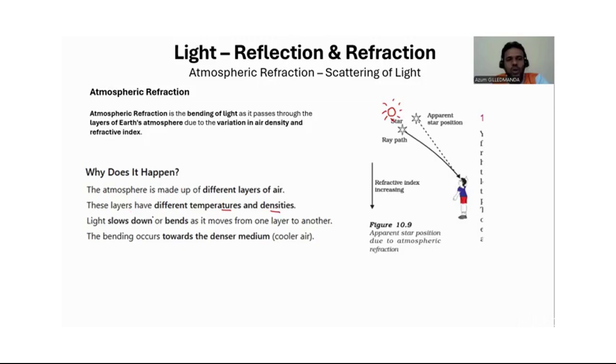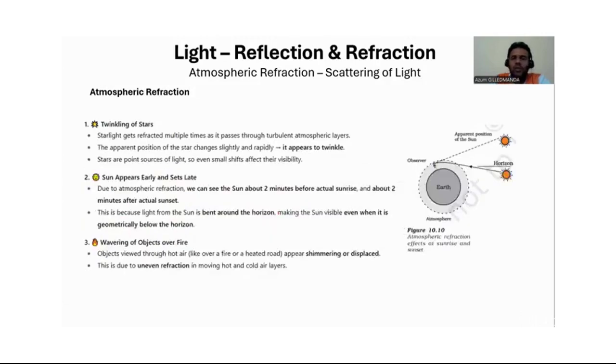So light slows down when it enters the denser air, right? So light slows down or bends as it moves from one layer to another. So the bending occurs towards the denser medium. That's the cooler air, right? So that's why whenever we see a star or the sun or any object in the sky, we think that it is appearing in a straight line, but that's the apparent position of it. The actual position of it is in the bent curve that we see here, right? This is because of the atmospheric refraction.